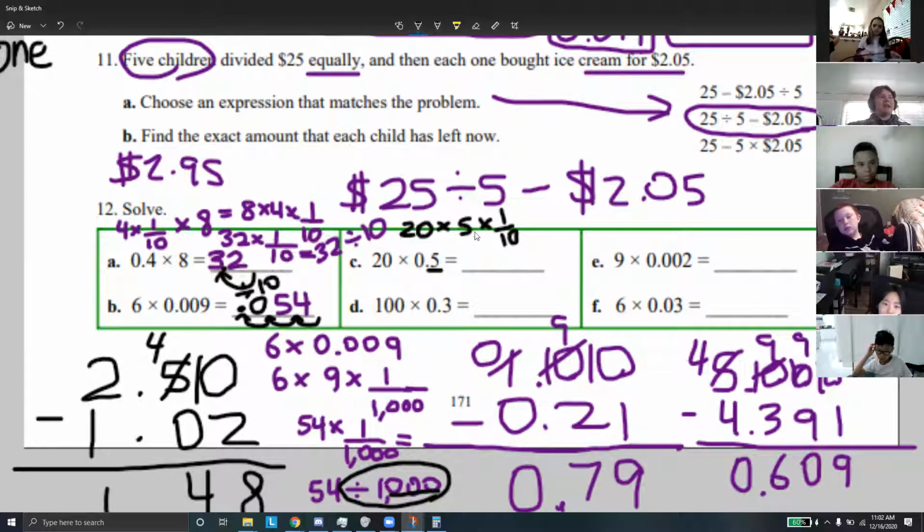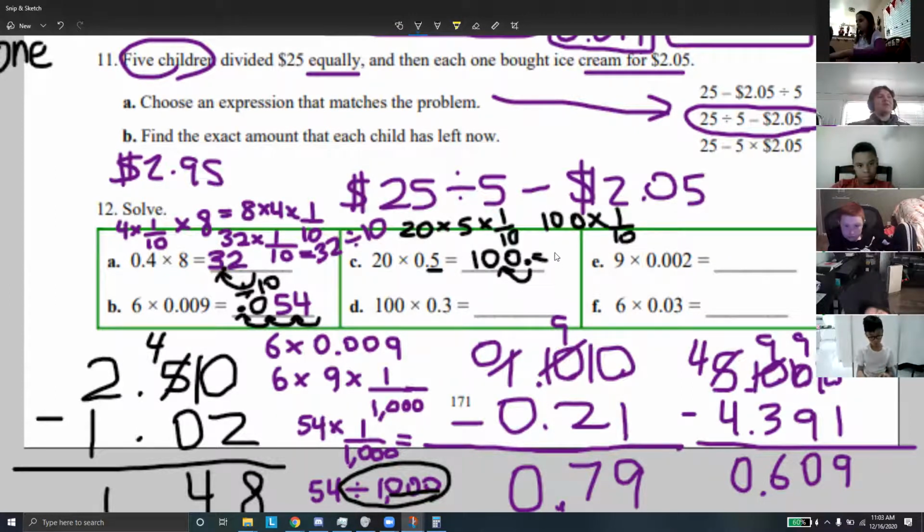20 times 5 is? I got 100. 100 times 1 over 10. And we could do that, 100, and we'll write the decimal. What's 100 divided by 10? We move the decimal to the left 1 time, because there's 1 zero, so we get 10. Absolutely. Okay, let's look at this one.